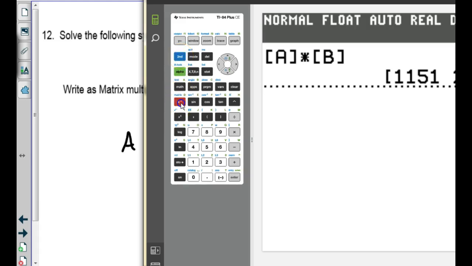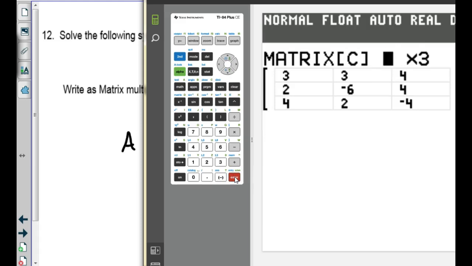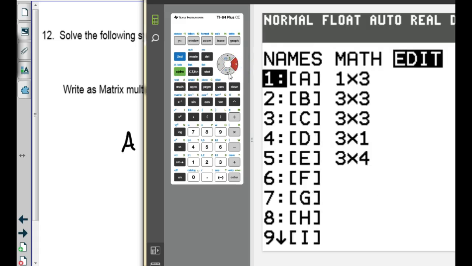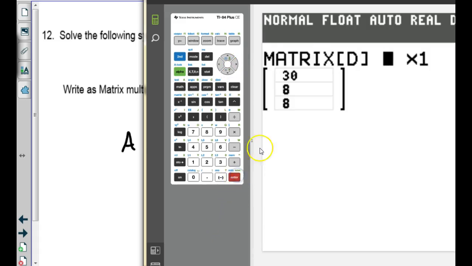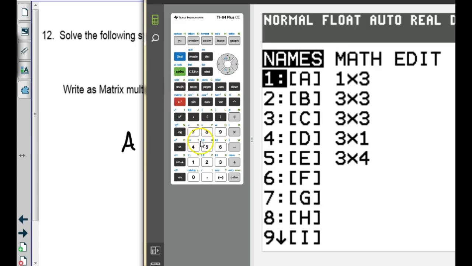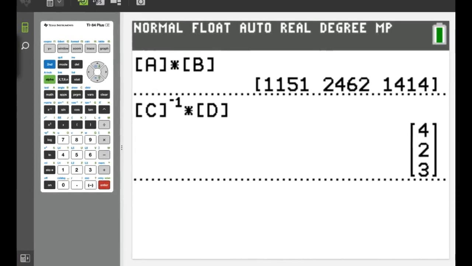I put the data in matrix C, I think. The 3 by 3. Does that look right? Okay. And then quit. I put the answer matrix in D. 30, 8 and 8. So then on the home screen, I would want the name of matrix C and then hit the matrix button, so the inverse, times, and go back and I put the other one in D. And I get 4, 2, 3.